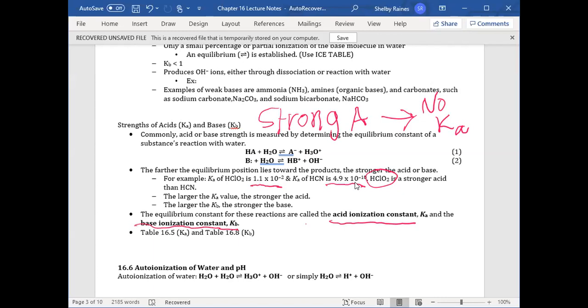So the Ka and Kb tables are in your book. The Ka table is on page 695, and the Kb table is on 711. Let me see if I can pull them up. Is this showing? I don't think it is. Let me go here.